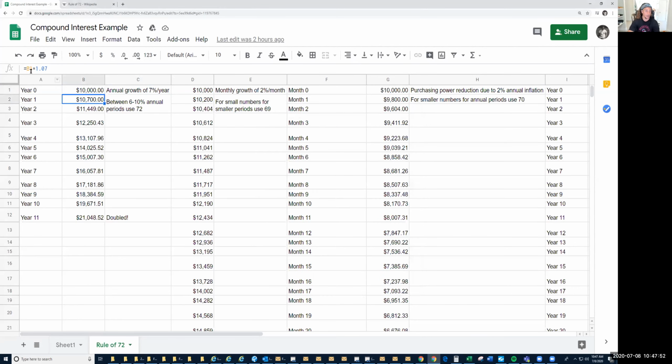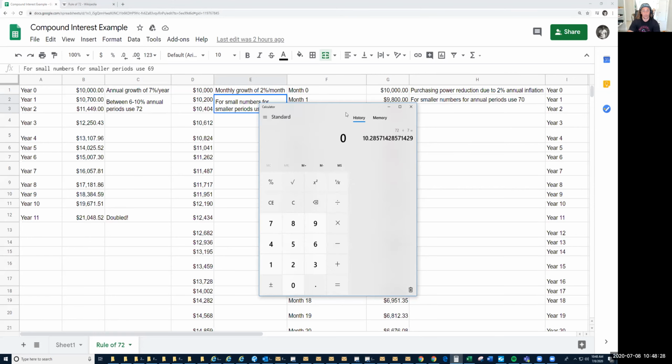And we can see here in the equation that it's taking the previous principal and increasing it by 7%. Okay, if we go on to a monthly growth of 2%, something to point out here, I noted below: for anywhere between 6 to 10% for an annual period, you want to use 72 to get the accurate result. For smaller interest rates, like 2% or 1%, you're going to want to use the number 69. It'll get you a more accurate result.